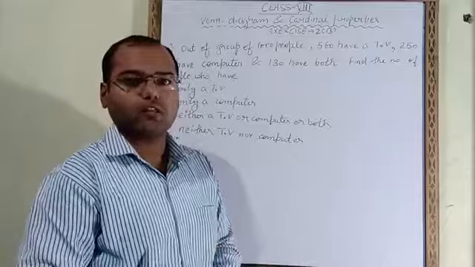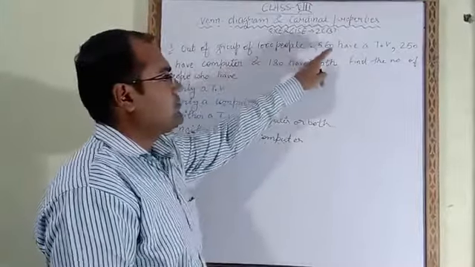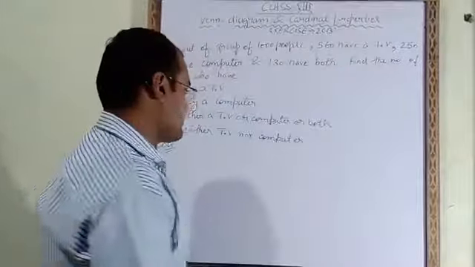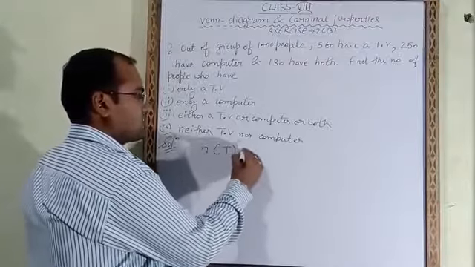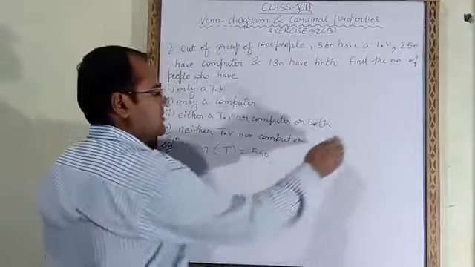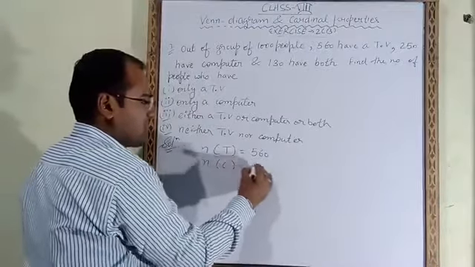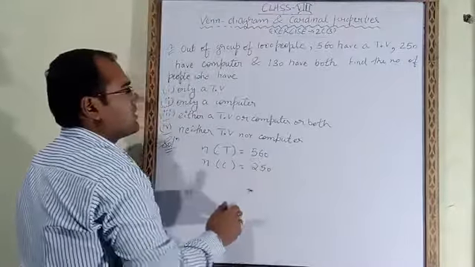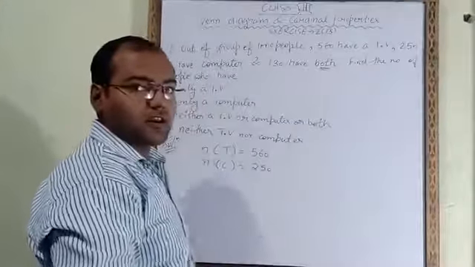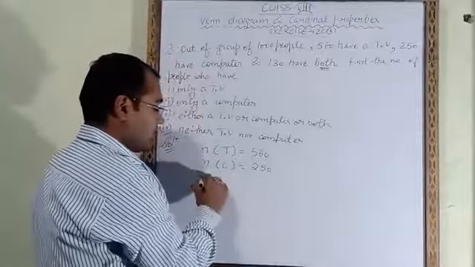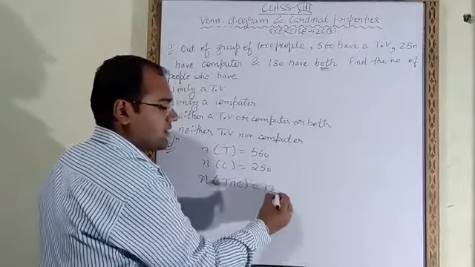Now see question number 12. The question is, out of 1000 people, 560 have television. So first of all we will write the number of people who have televisions is 560. Then 250 have computers. So the number of people who have computers is 250. And 130 have both. Both means intersection. So now we will write T intersection C. How many are there? 130.